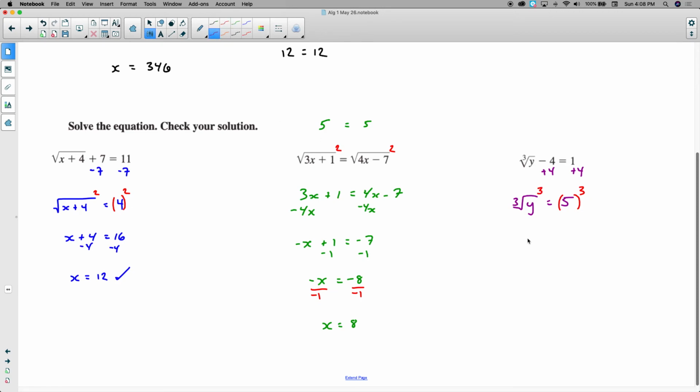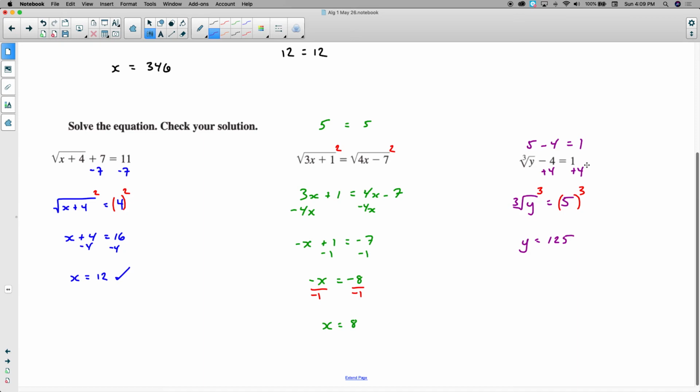Okay, so over here, then we've got y by itself, and 5 times 5 times 5 is 125. All right, so checking that one, 125 inside of a cubic root. What times itself 3 times makes 125? 5. 5 minus 4 is 1, and it works out just perfect.